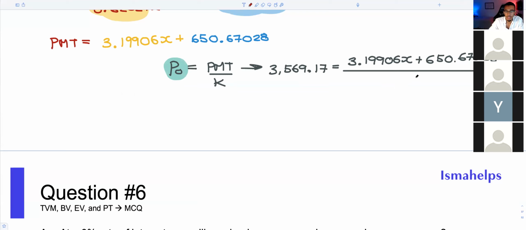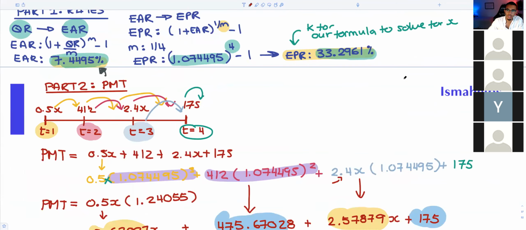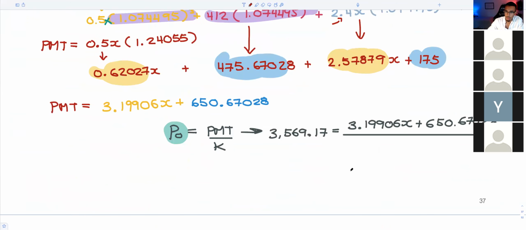Alrighty. So in this case, we know what our K is. Our K was 33.2961. So all that you got to do now is multiply this number by this number and then solve for X. Once you multiply this number by this number here, you're going to subtract 650.67, and then divide it by 3.19, essentially.